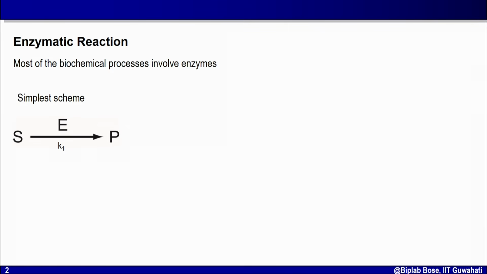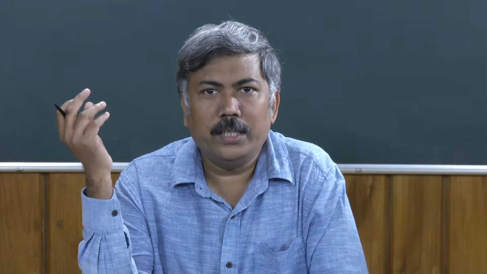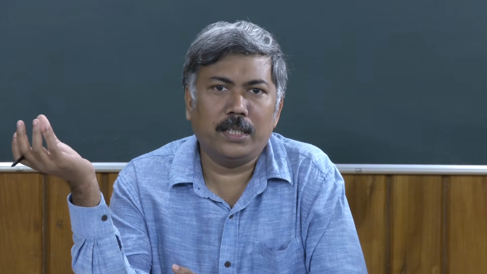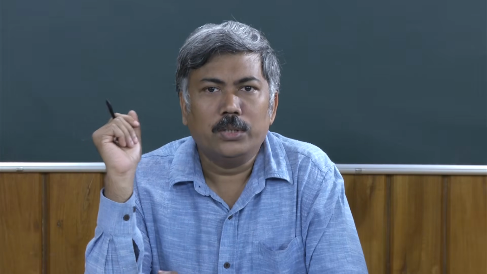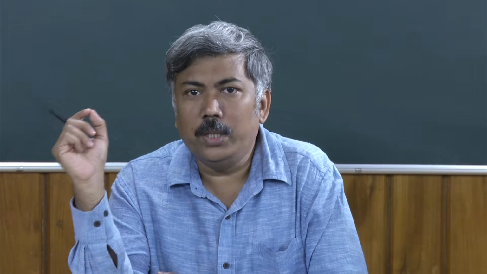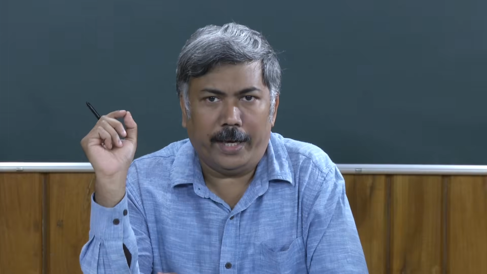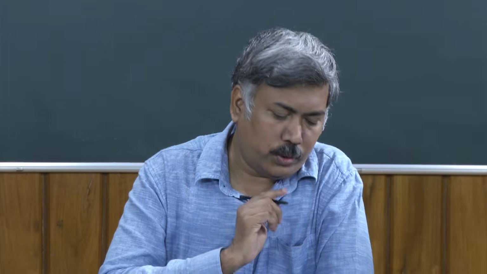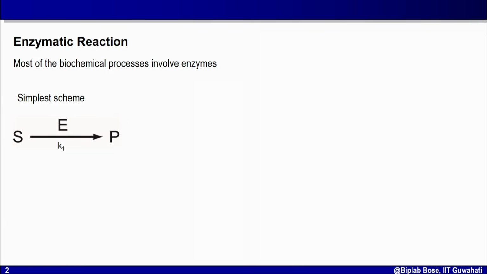Enzymatic processes are ubiquitous. Most of the biochemical reactions that happen inside the cell are actually enzymatically catalyzed. So these are catalyzed reactions, where the enzyme is helping the reaction to happen at a favorable rate at normal room temperature. So if I have to write an ODE for a simple enzymatic reaction, the scheme can be like this, as shown in this slide.